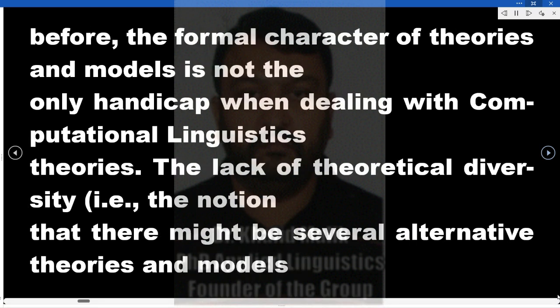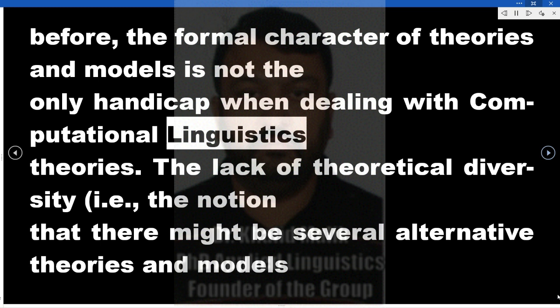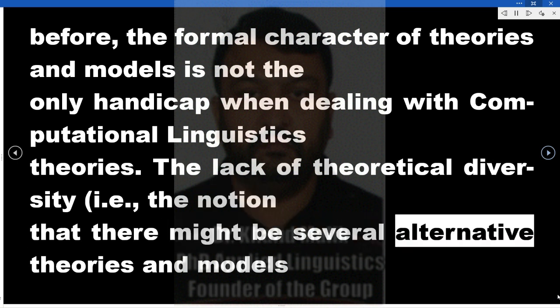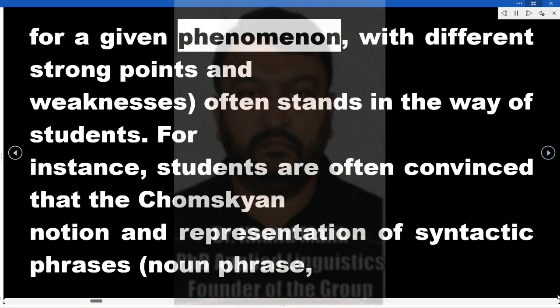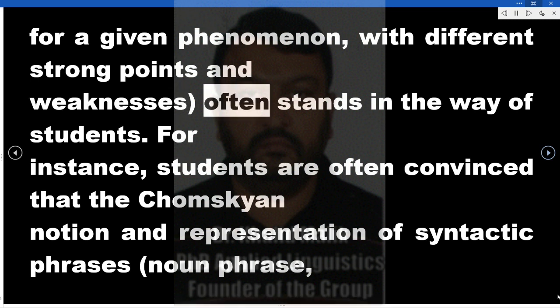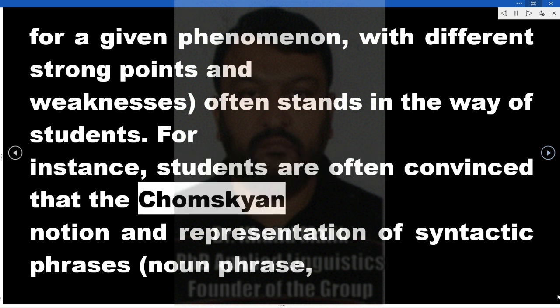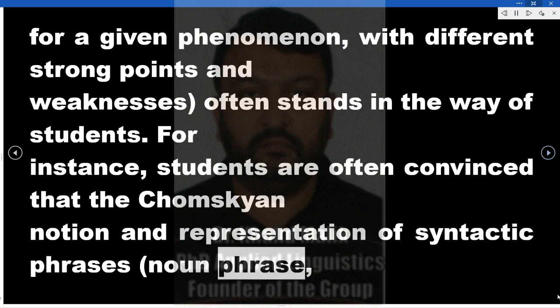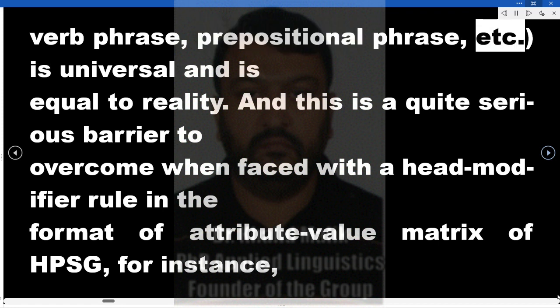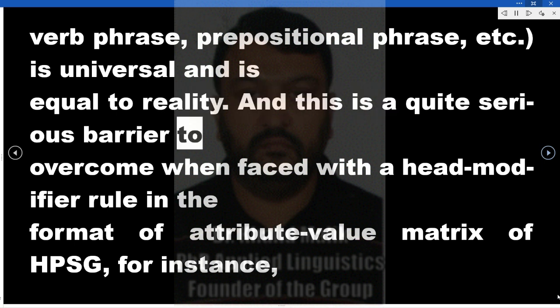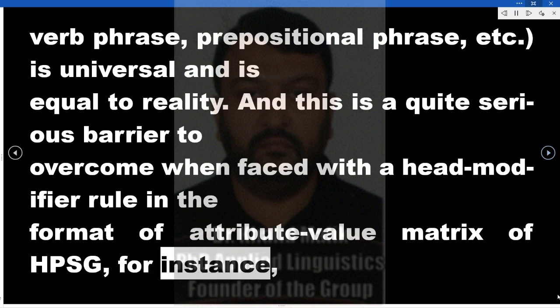As mentioned before, the formal character of theories and models is not the only handicap when dealing with computational linguistics theories. The lack of theoretical diversity, i.e., the notion that there might be several alternative theories and models for a given phenomenon with different strong points and weaknesses, often stands in the way of students. For instance, students are often convinced that the Chomskyan notion and representation of syntactic phrases, noun phrase, verb phrase, prepositional phrase, etc., is universal and is equal to reality. And this is a quite serious barrier to overcome when faced with a head modifier rule in the format of attribute value matrix of HPSG, for instance.